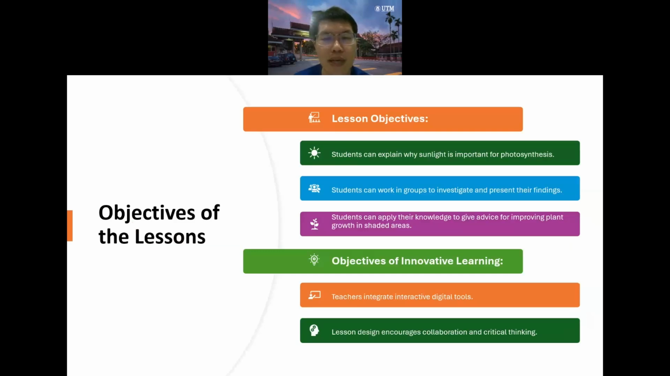Our objectives are that students can explain why sunlight matters in photosynthesis, work in groups to investigate and present, apply knowledge to improve plants' growth in shade areas, and also promote critical thinking and digital tools use. Next.